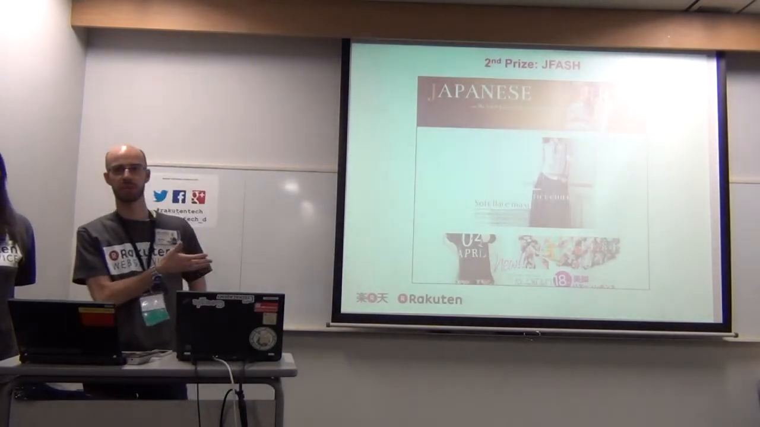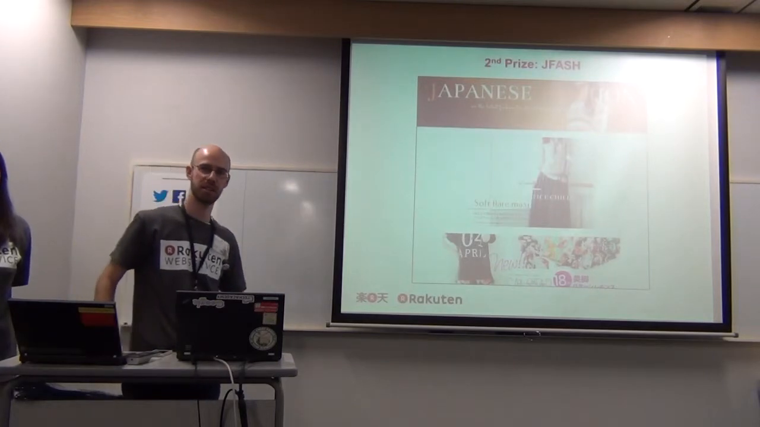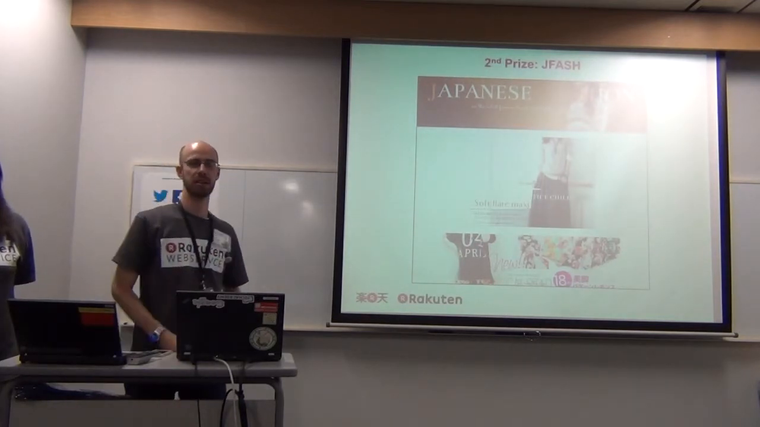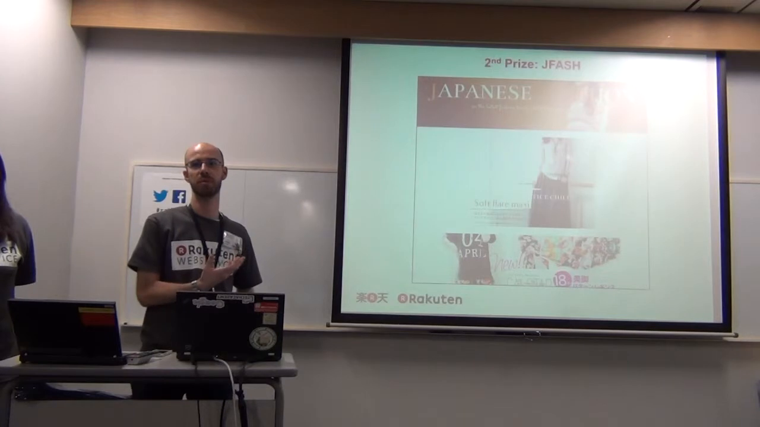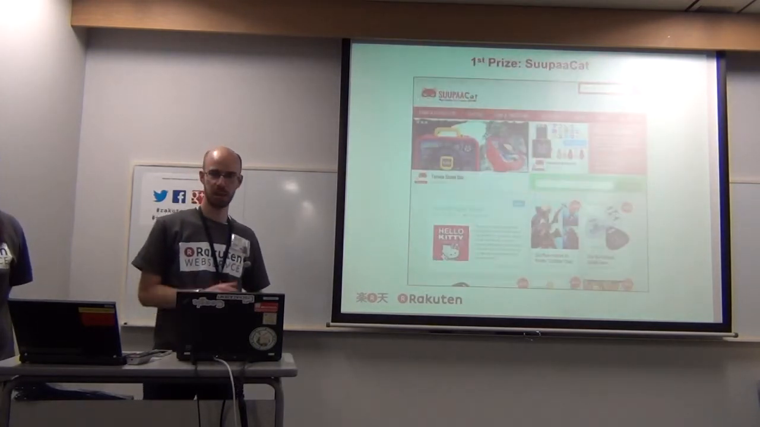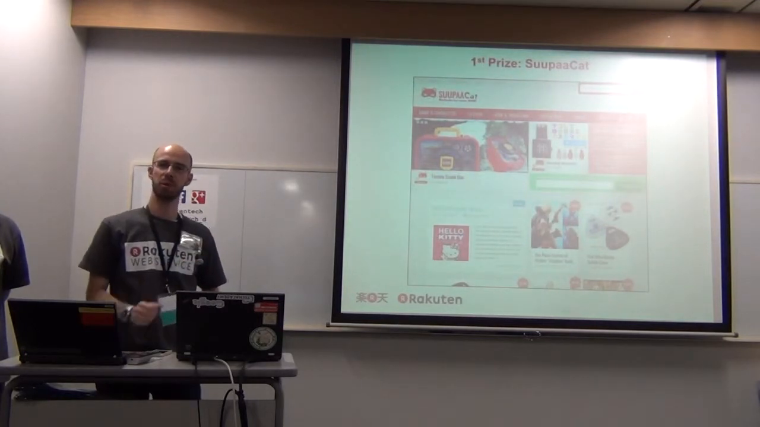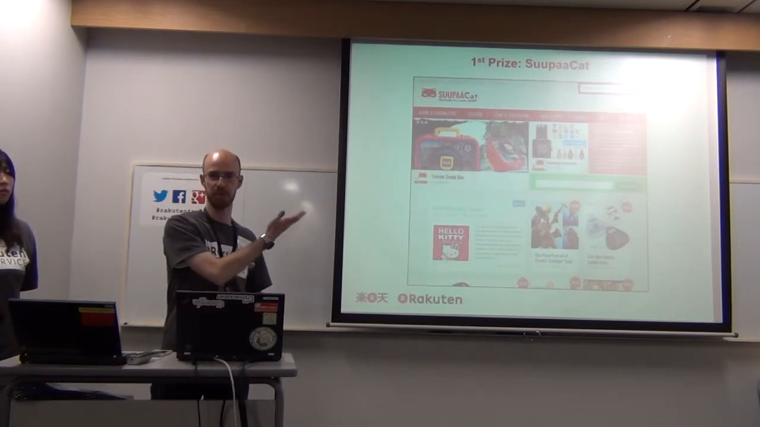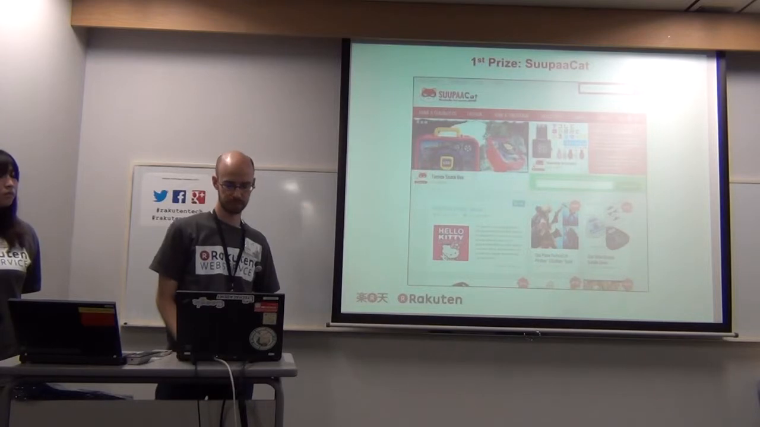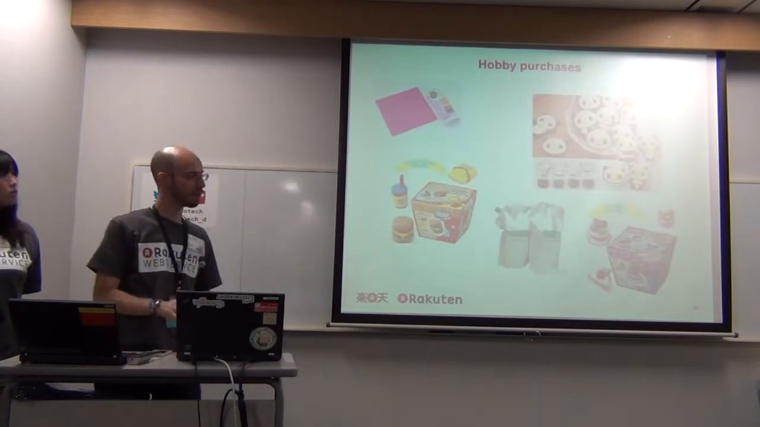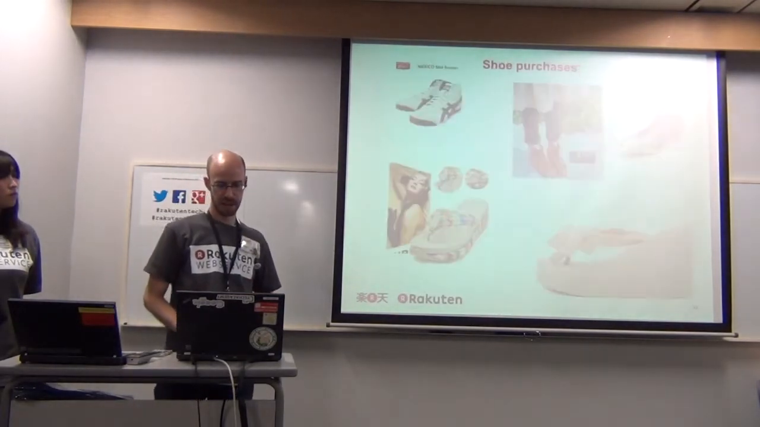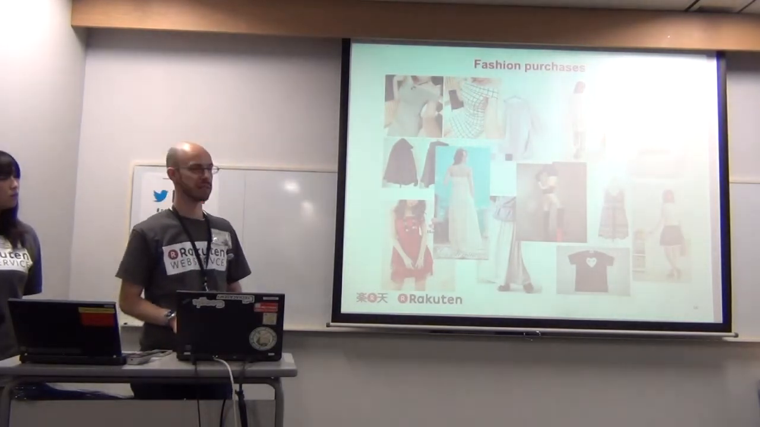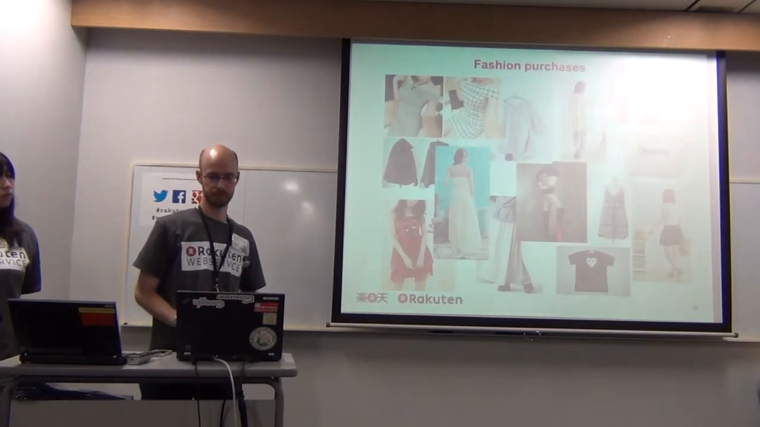This was the site that had the second most sales, JFash. Obviously, they were promoting Japanese fashion, mainly ladies' Japanese fashion, and they were combining their content with the results from our APIs. The site with the most sales was Supercat, promoting Japanese pop culture in Singapore. And they were combining, again, the articles they wrote with data from our APIs. A few of the actual items that people bought through this contest, there were some hobby purchases, and people bought some shoes, but it turned out that ladies' fashion was the most popular category, so it's definitely an area for a lot of growth in Singapore.